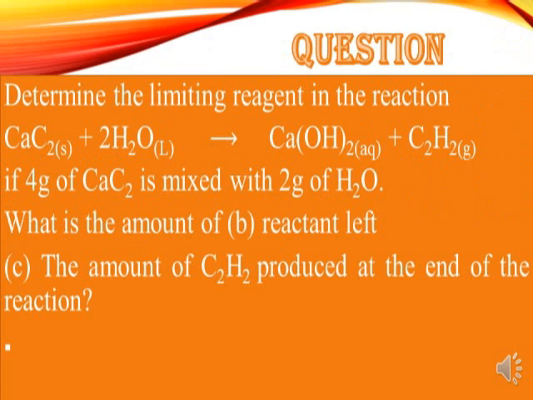Determine the limiting reagent in the reaction of calcium carbide reacting with 2 moles of water to give you calcium hydroxide and ethyne, C2H2. If 4 grams of calcium carbide is mixed with 2 grams of water, what is the amount of reactant left? Also, find the amount of C2H2, that's ethyne, produced at the end of the reaction. So look at how we go about it.